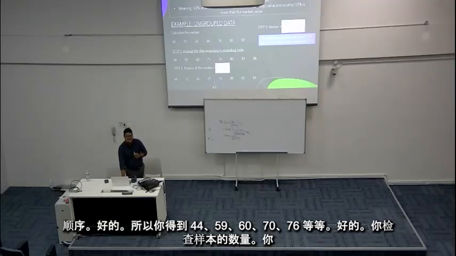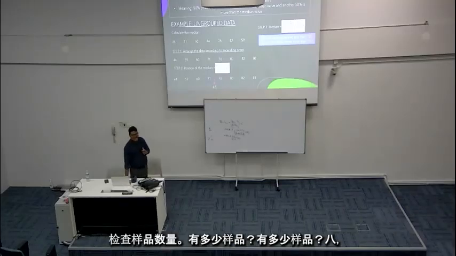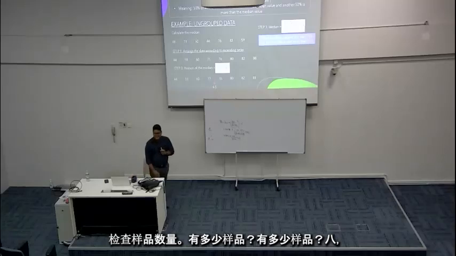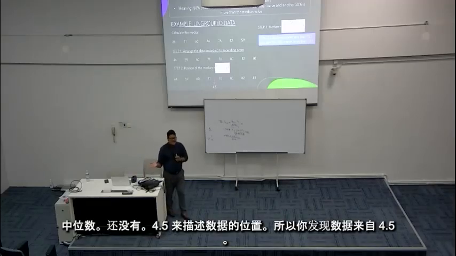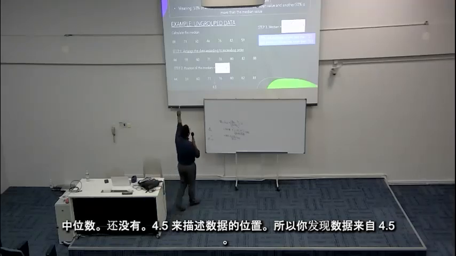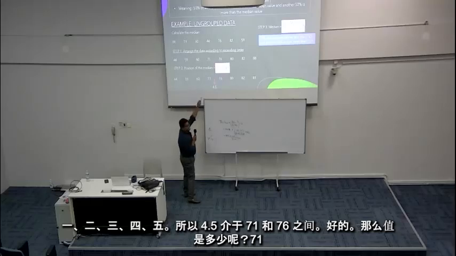You check the number of samples. How many samples are there? Pavitra, how many samples? 8, right? So, plus 1. 8 plus 1 divided by 2 is equal to 4.5. Is 4.5 equal to the median? Not yet. 4.5 describes the position of the data. So you find the data at 4.5: 1, 2, 3, 4, and 5. So 4.5 is between the 71 and 76.